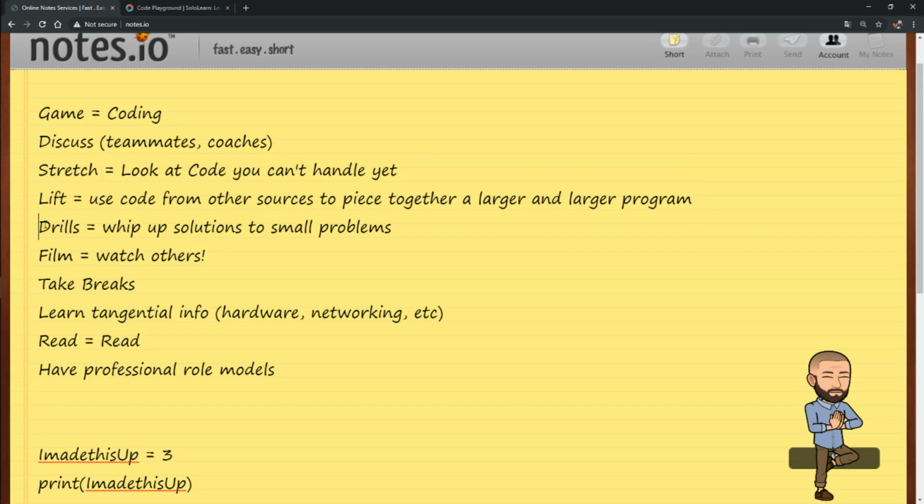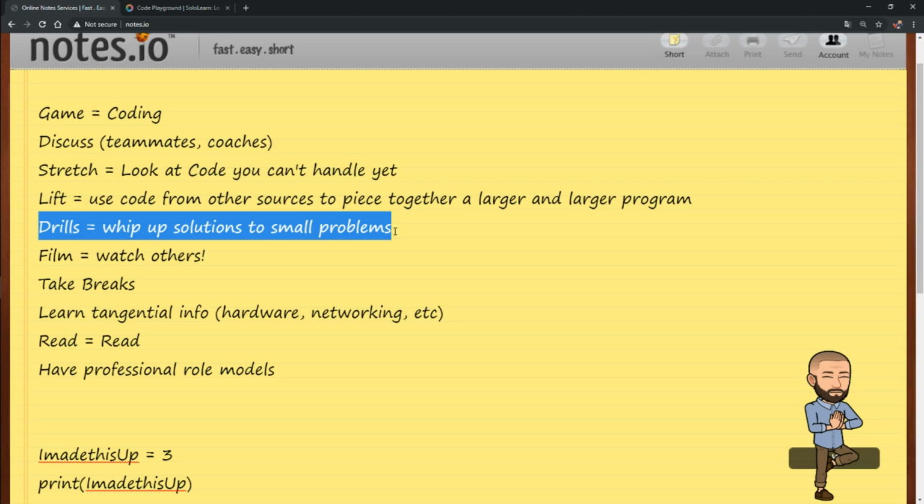Then, we just have these drills. I call them code katas, which is a reference to martial arts. So I try to do at least one code kata a day. That is where I just whip up a solution to a small problem, and there are plenty of little coding challenges and problems out there on the internet. Here in the classroom, I just have printouts of problems to go over.